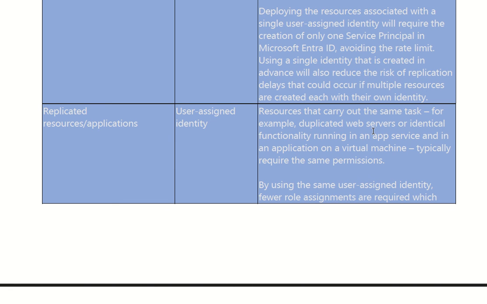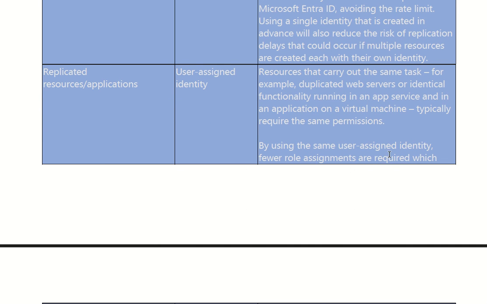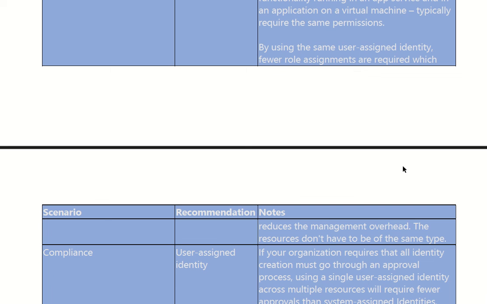That's why they say resources that carry out the same task, for example duplicated web servers or identical functionality running in an app service and in an application on a virtual machine, typically require the same permission. By using the same user assigned identity, fewer role assignments are required, which reduces the management overhead. The resources don't have to be of the same type.